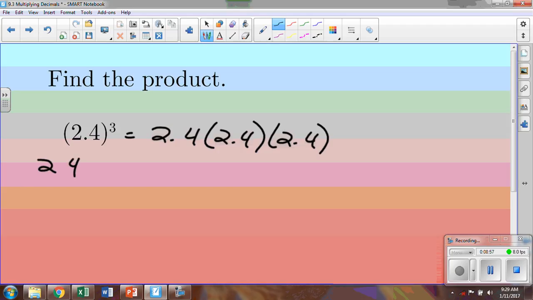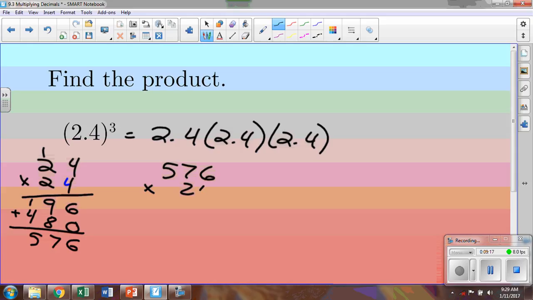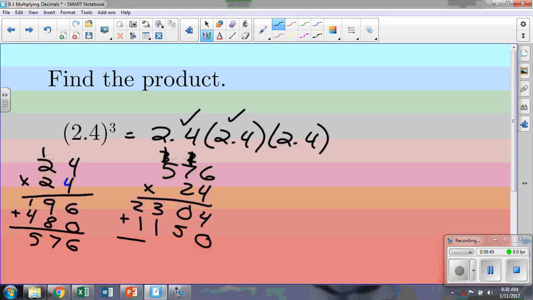Okay, so starting off, 24 times 24, 16, 9, automatic 0, 8 and 4, let's add up to 576. 576 times the third, because we did the first two to get 576, now we're using the third. So 4 times 6 gives us 24, 4 times 7 is 28, 28 plus 2 gives us 30, 4 times 5 is 20, plus 3 gives us 23, 0, 2 times 6 gives us 12, 2 times 7 is 14, 1 is 15, 2 times 5 is 10, 10 plus 1 is 11, 4, 5, 4, 3.